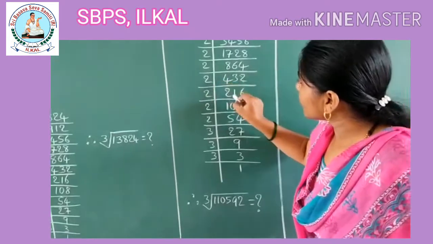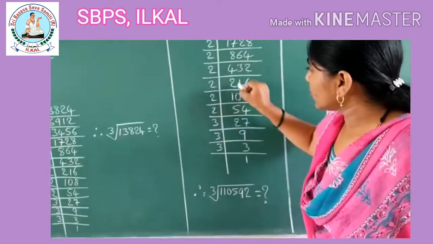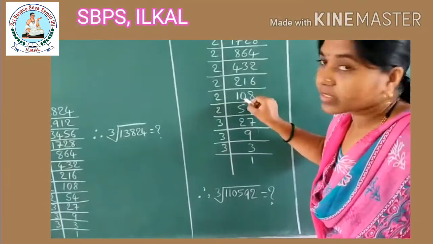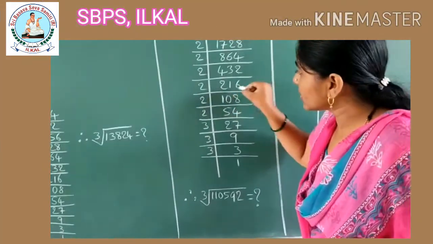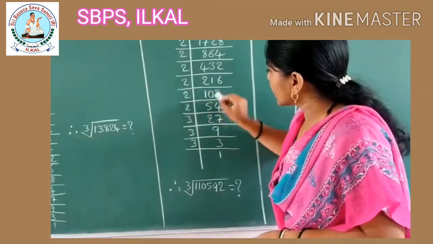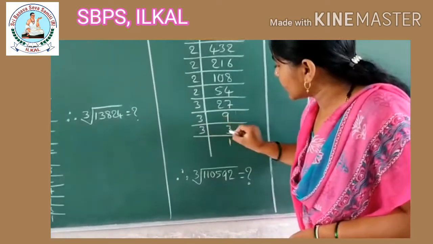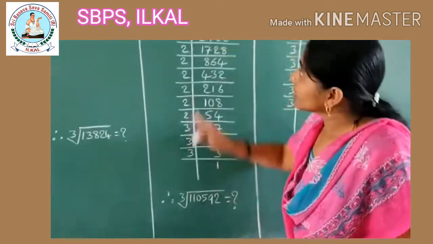Here 2 2s are 4, 2 1s are 2, 2 6s are 12. Then 2 1s are 0, because 1 will not come, children. 0 we have to consider, and then 2 digits at a time. 2 8s are 16, 2 5s are 10, 2 4s are 8, 2 2s are 4, 2 7s are 14, 3 9s are 27, 3 3s are 9, 3 1s are 3.